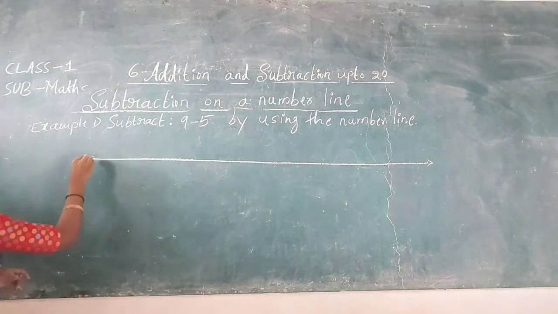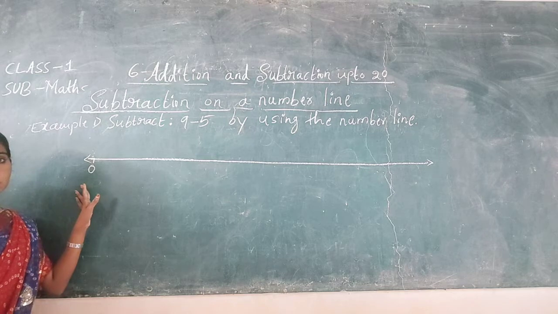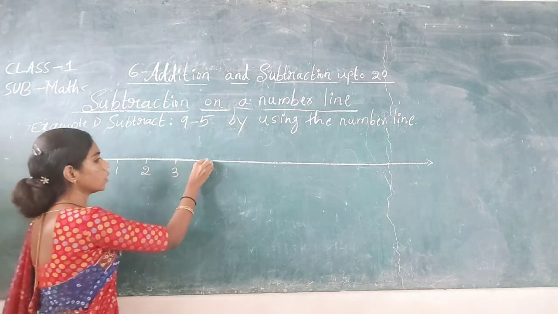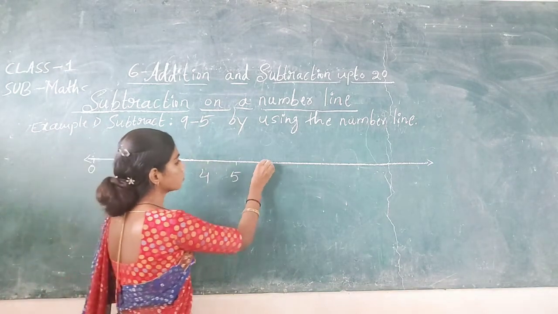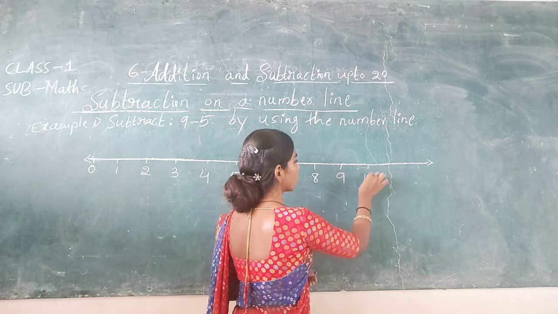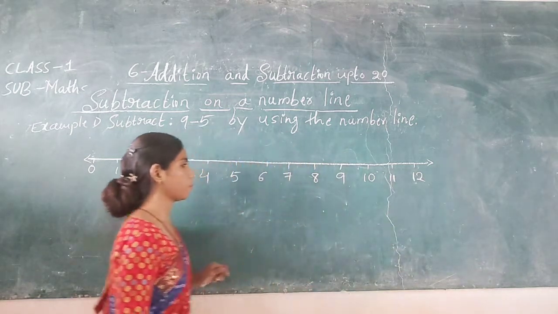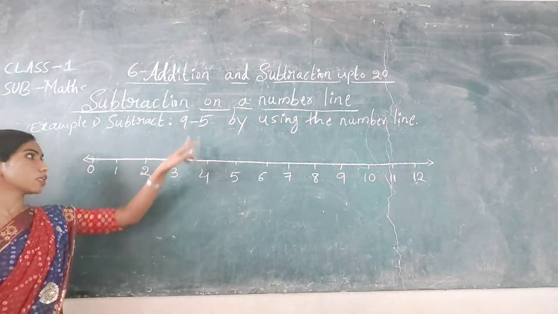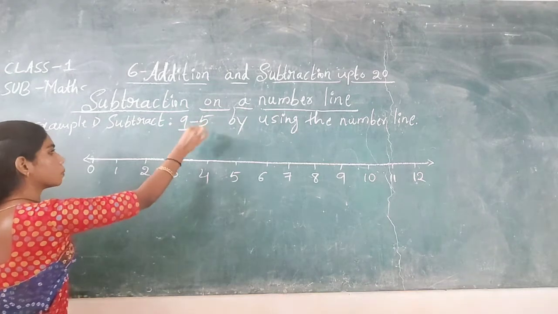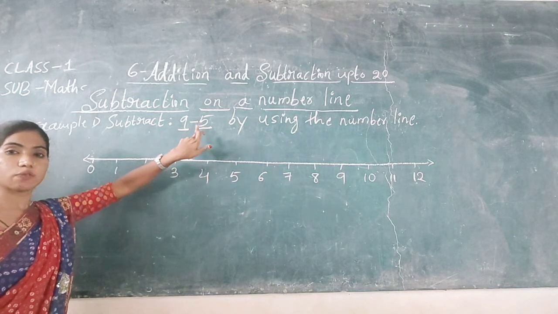Write numbers on the number line. Start writing the numbers from 0 on the number line. 0, 1, 2, 3, 4, 5, 6, 7, 8, 9, 10, 11, 12. It is a number line. Subtract 9 minus 5 by using the number line. In 9 minus 5, 9 is the first number, 5 is the second number. So first find the first number on the number line. The first number is the 9.